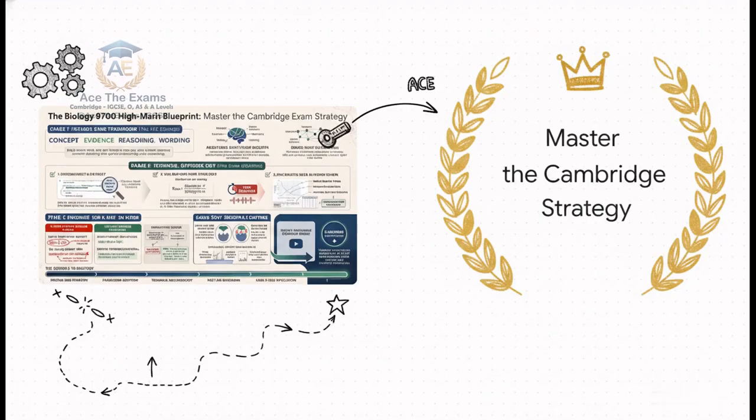Check out this complete breakdown of that exact framework. Notice that ACE strategy right there at the top left? That is your golden ticket. It stands for concept, evidence, reasoning, and wording. Basically, every top band answer starts with the core biological concept, backs it up with data-driven evidence straight from the stimulus, applies solid scientific reasoning, and then finishes off with specific examiner-approved wording.